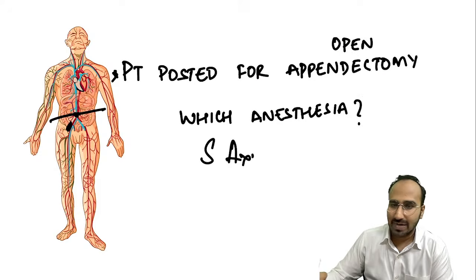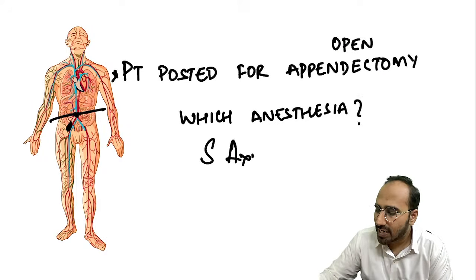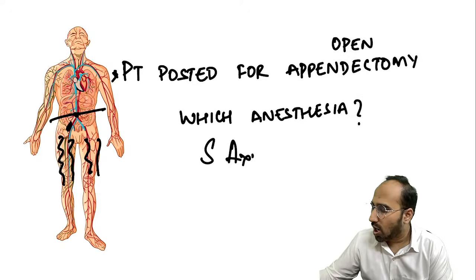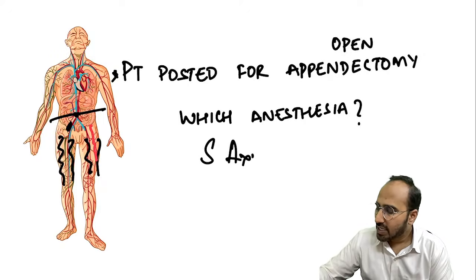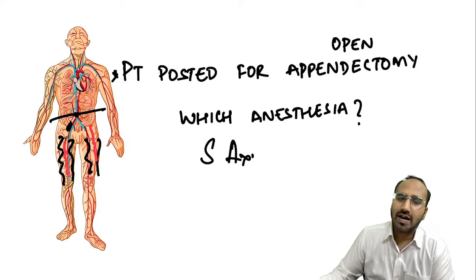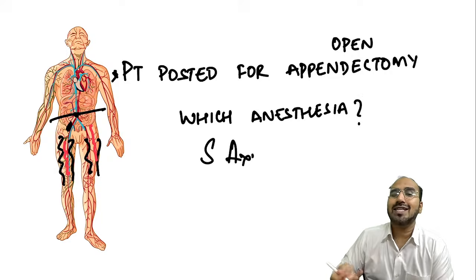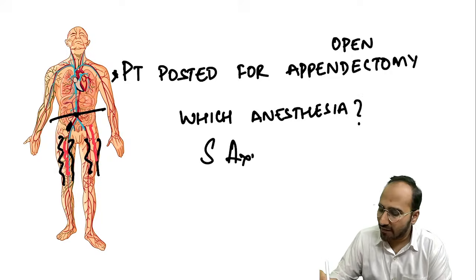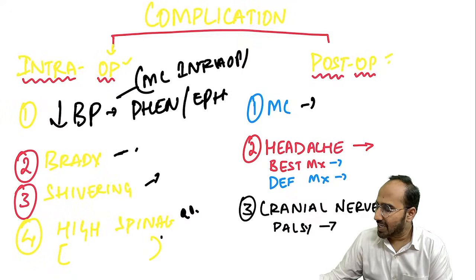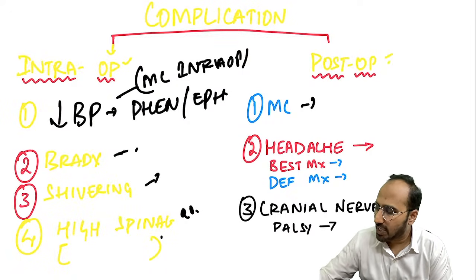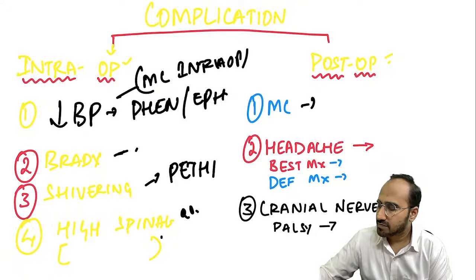Of the lower extremities. Look, after giving spinal, what will happen? The blood vessels of the lower extremities will get dilated. So all the blood from the upper extremities gets settled at the bottom. Patient will have hypotension, and blood is one of the things that maintains our temperature. So patient will also have shivering. So shivering can be easily managed with the help of pethidine. Bradycardia can be managed with the help of atropine.